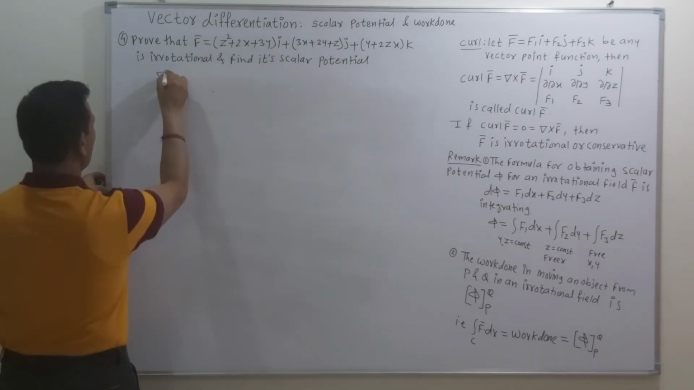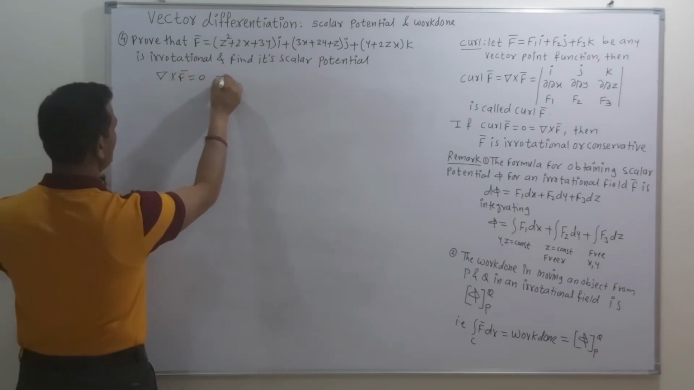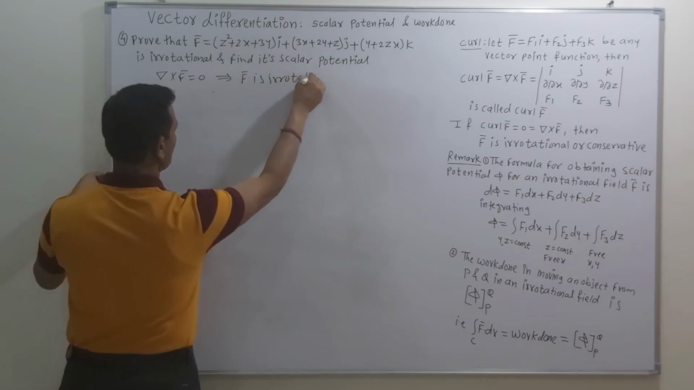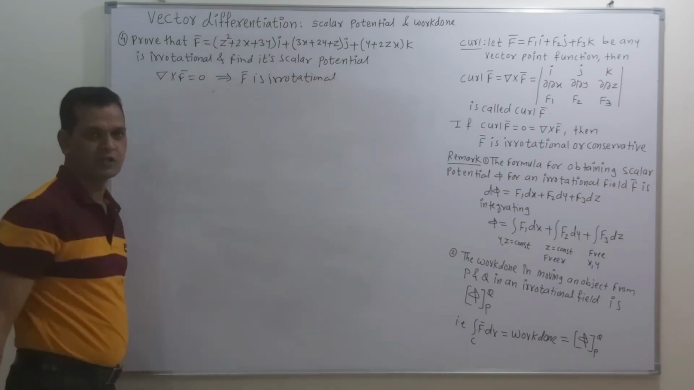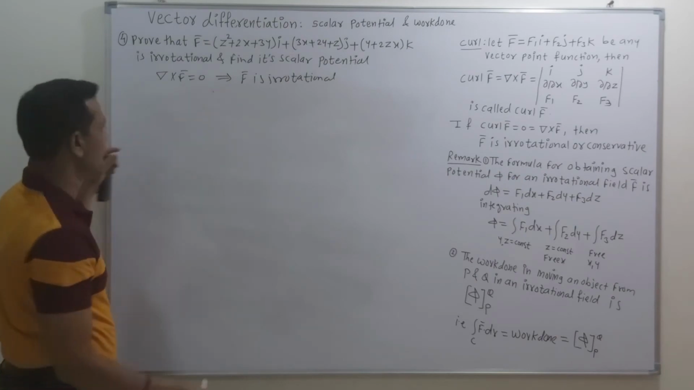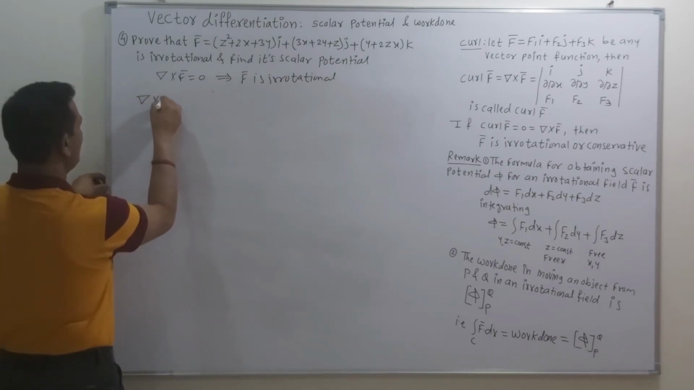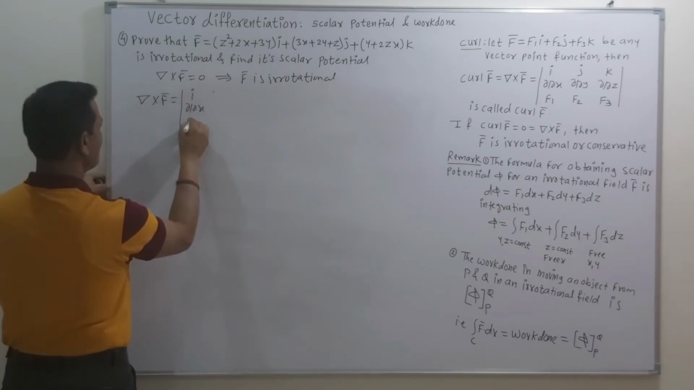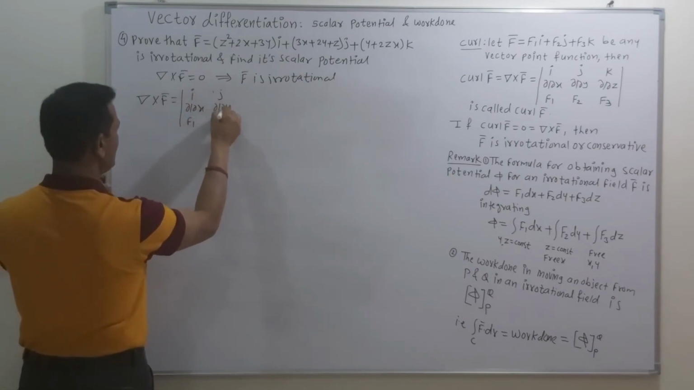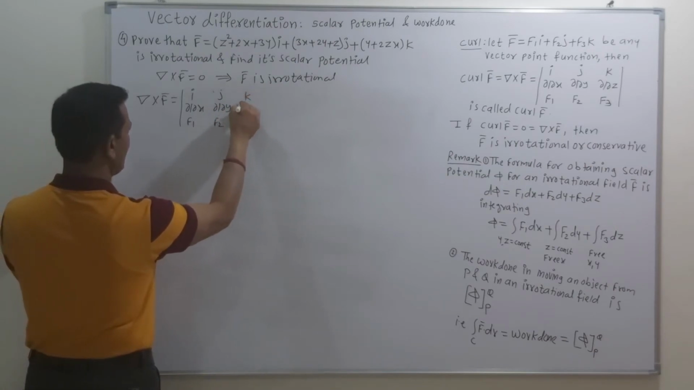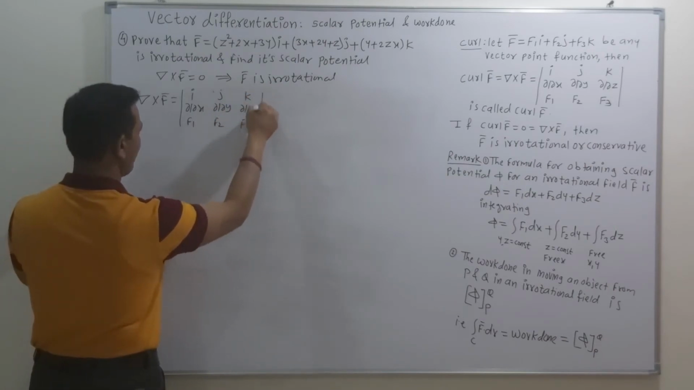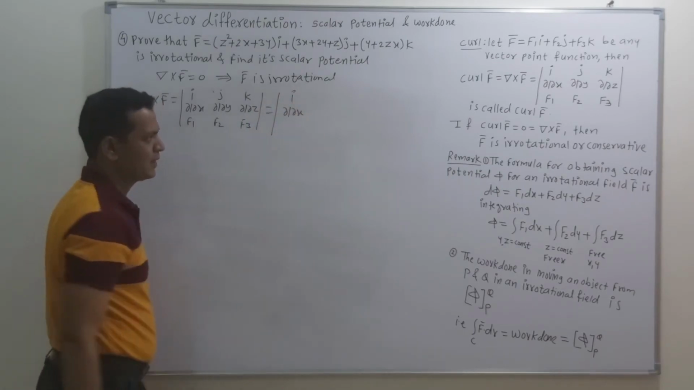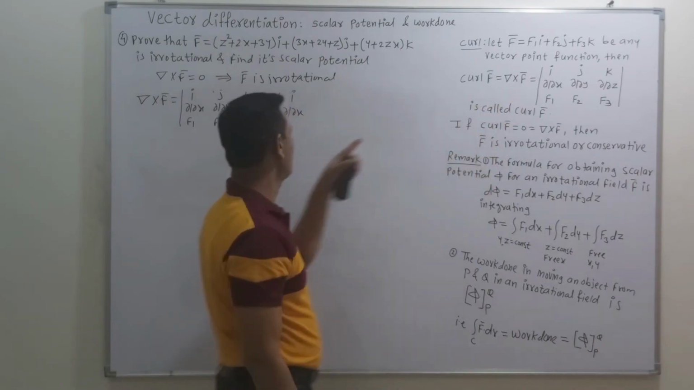So we know that if del cross f bar is equal to 0, then f bar is irrotational. So this is the definition of irrotational. That means show that this cross product is equal to 0. First find out the value of del cross f bar, which is given as i times partial derivative with respect to x of f1, j times partial derivative with respect to y of f2, k times partial derivative with respect to z of f3. So according to this formula we write this determinant.